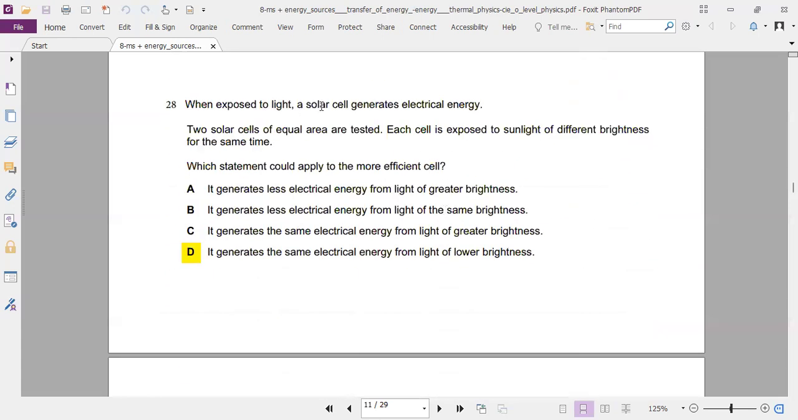When exposed to light, a solar cell generates electrical energy. Two solar cells of equal area are tested. Each cell is exposed to different sunlight. Well, the efficient cell will be able to produce the same electrical energy from lower brightness.